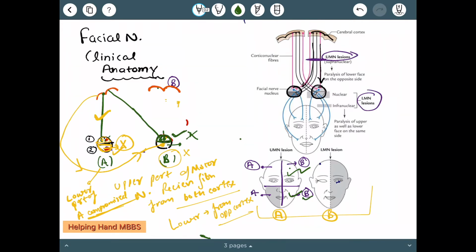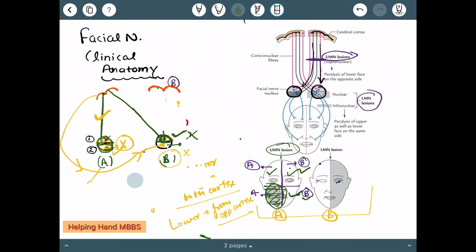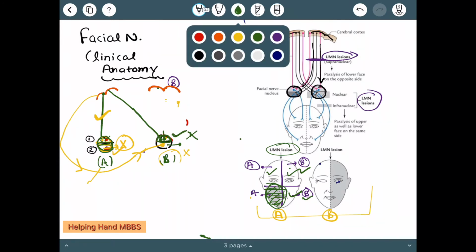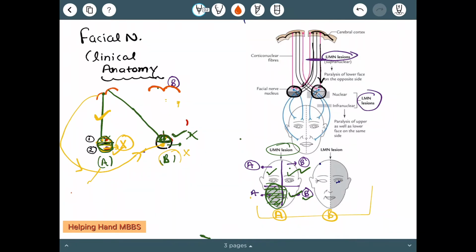I have discussed that the upper part here is still getting ipsilateral fibers, so this part is also okay. But the contralateral lower part of the motor nucleus is gone, so this part is affected. So now you can see that in upper motor neuron lesion, the contralateral lower side of the face is affected. Let me write the statement finally, after understanding all the concepts very clearly, so that you can say in one line what is happening in upper motor neuron lesion.